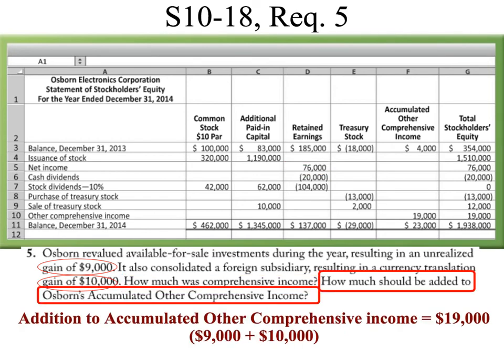And for the final question in requirement 5, how much should be added to Osborne's accumulated other comprehensive income? Well, that should be those two gains that we just talked about. The unrealized gain of 9,000 and the currency translation gain of 10,000 combined are 19,000 together. That is the addition to accumulated other comprehensive income. Those last two questions, this requirement 5, is pretty high level stuff, and if you can do what I just showed you here, you are good to go.